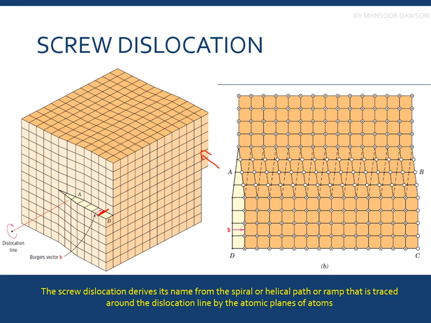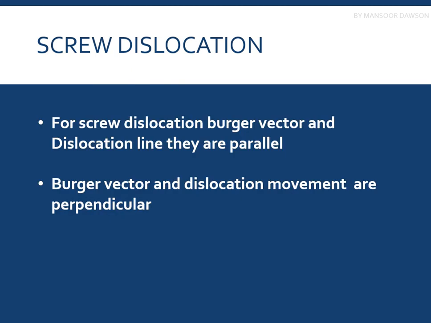So unlike the edge dislocation, the Burgers vector and the dislocation line are parallel over here, and the Burgers vector and the dislocation movement are perpendicular. So here's this slide.